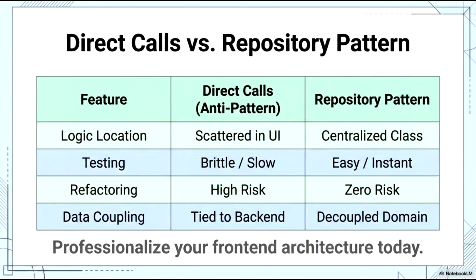Let's look at the critical differences between making direct API calls from your UI and implementing the repository pattern. When data fetching logic is scattered throughout the UI, it creates an anti-pattern that is difficult to maintain. By adopting the repository pattern, we centralize this logic into a dedicated class, providing a single source of truth. Testing also improves significantly. While direct calls often lead to brittle and slow tests, a repository architecture enables easy, near-instant validation through mocking. Furthermore, refactoring becomes a much safer process, reducing risk because changes are encapsulated.